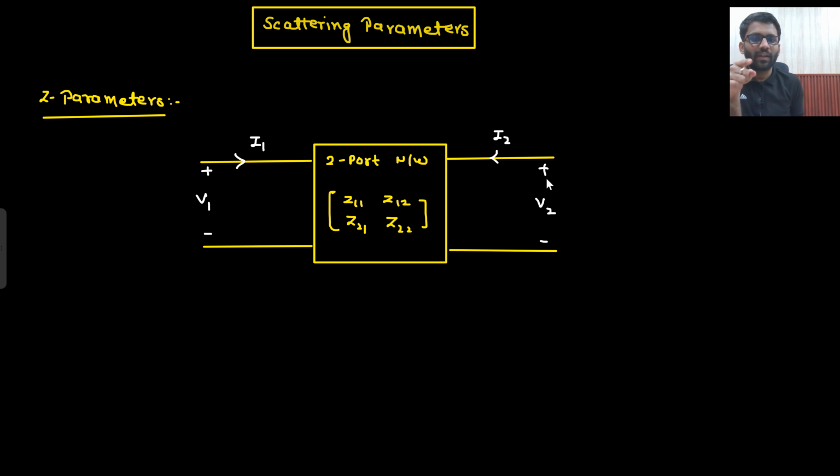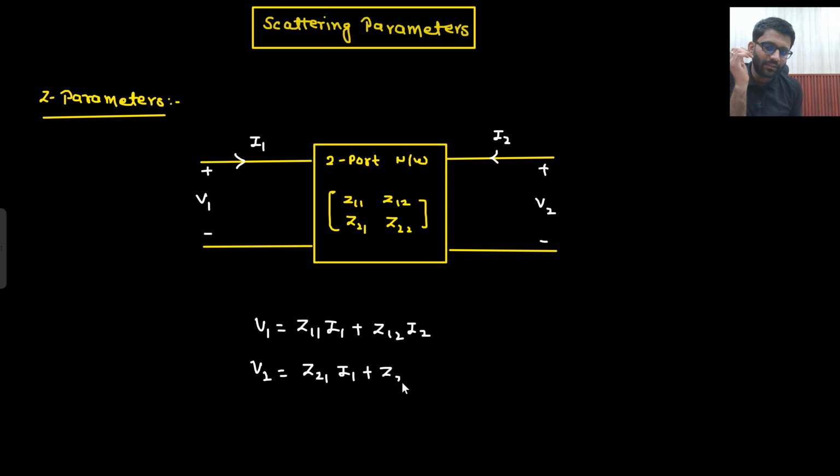And with respect to V1, I1, V2, I2, we used to define our Z parameters. For different parameters, we used to define different things. But for Z parameter, how did we define it? V1 equals Z11 I1 plus Z12 I2. V2 equals Z21 I1 plus, sorry, Z22 I2. So for different parameters, you define in a different manner. Then we used to find the values of Z11, Z12, Z21, Z22.